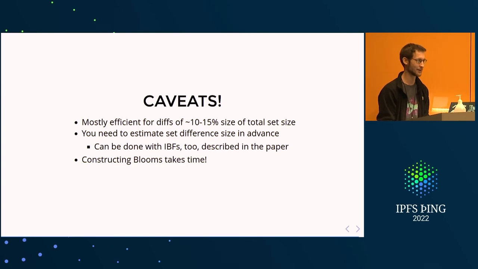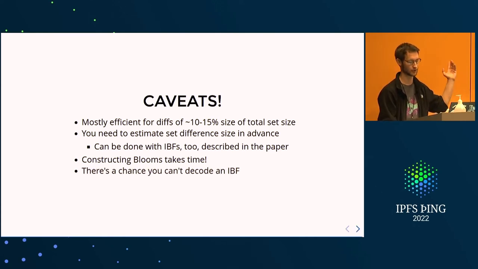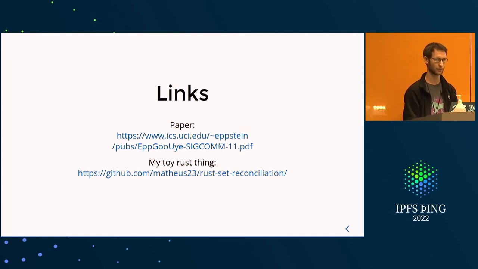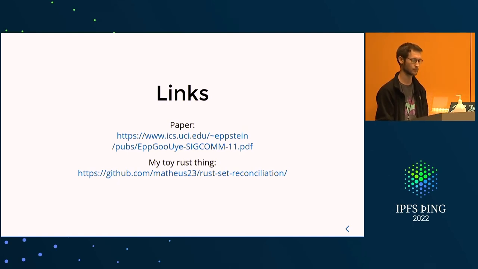That is also a problem: constructing Bloom filters takes time. And that's pretty much all I have. Oh yeah, there's a chance you can't decode the Bloom filter. There's a paper link, and I wrote an implementation in Rust as a toy. I'll post those slides as a PDF.